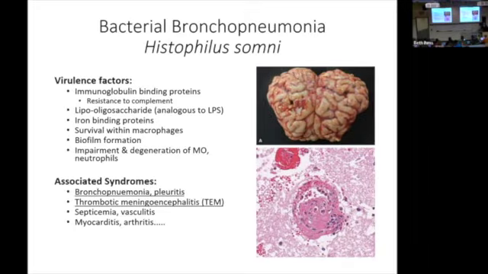Histophilus somni, similar principles. This one has a couple other associated syndromes with it. So we only touched on this briefly in neuro, but thrombotic meningoencephalitis. This is one that likes to cause embolic lesions, specifically in the brain, and thrombosis of vessels. So this can lead to a pretty severe embolic encephalitis.